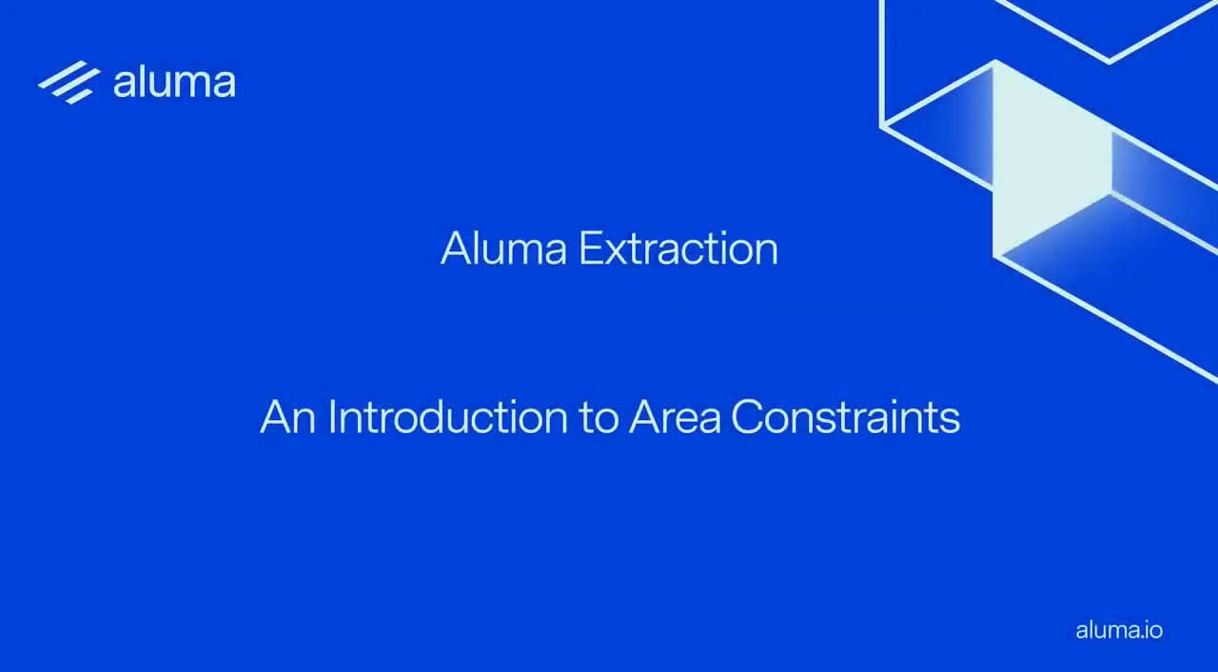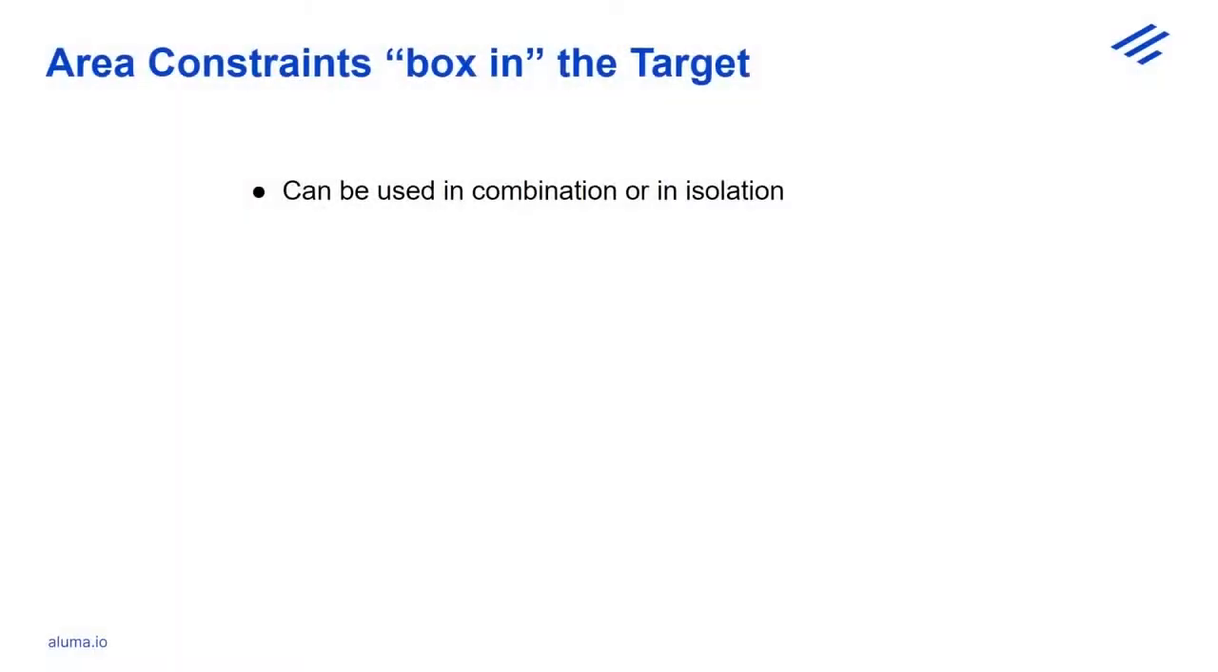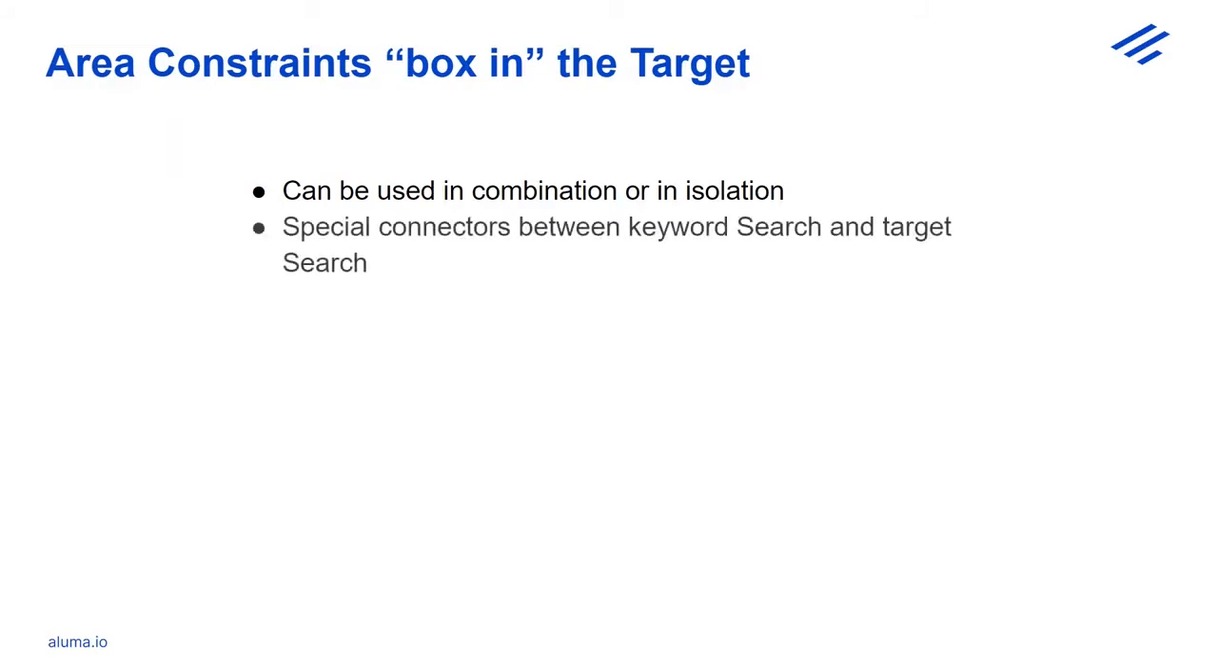In this tutorial, we will focus on the area constraint and explain some of the theory of how it works and should be used. The goal of area constraints is to produce a specific area that will box in the final target search, for which you will usually set a generic regular expression such as dot plus to capture anything inside the area. Area constraints can work in combination or in isolation and are defined in the form of a connector between the keyword search and the target search.